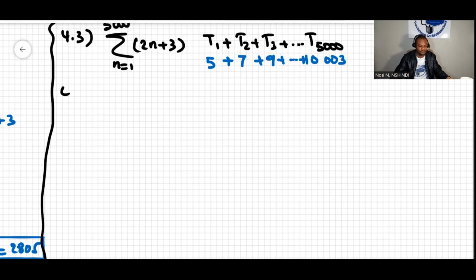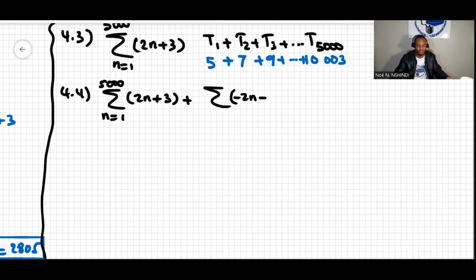So we have question 4.4. The sum of 2n plus 3, n starting from 1 to 5,000, plus the sum of negative 2n minus 1, n starting from 1 to 4,999. Now, in this situation, as we know the formula, Sn will be equal to n over 2 times a plus L, because here the last terms are given of the series.